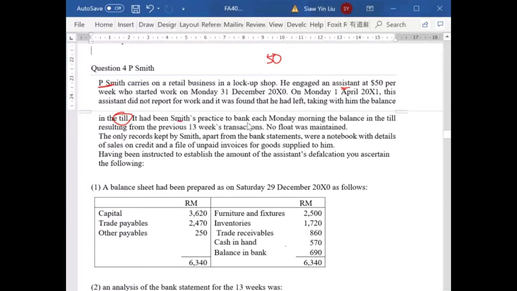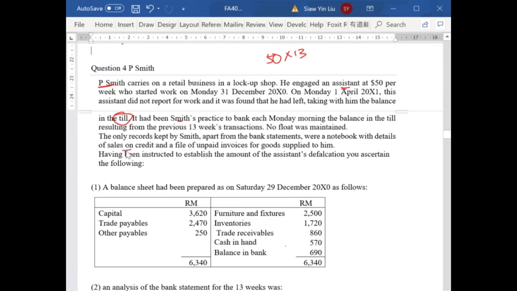Now, next thing is this one. The owner has practiced banking in each Monday morning the balance in the till resulting from the previous 13 weeks. So this person has basically been working with you for 13 weeks already. Every Monday morning, the owner will bank in all the money in the cash till, the cash register machines. No float was maintained. Next, the only record kept by the owner, apart from the bank statements, is that cash.